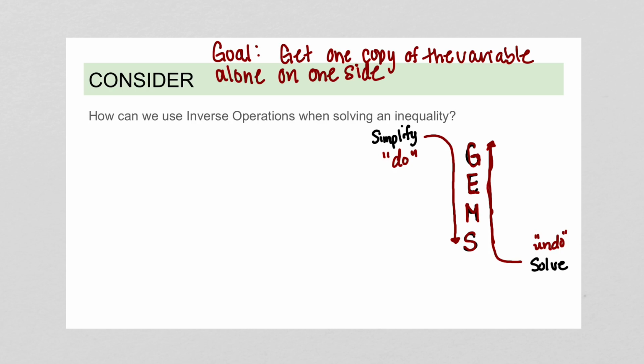So we need to remember that to get rid of subtraction, we use addition. To get rid of addition, we use subtraction. To get rid of multiplication, we use division. And to get rid of division, we use multiplication.